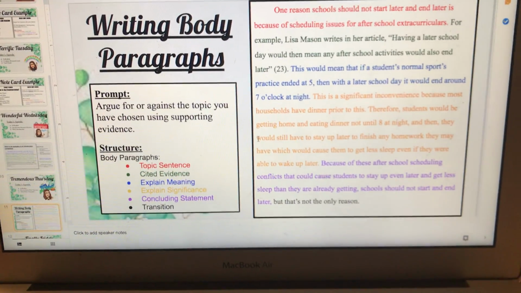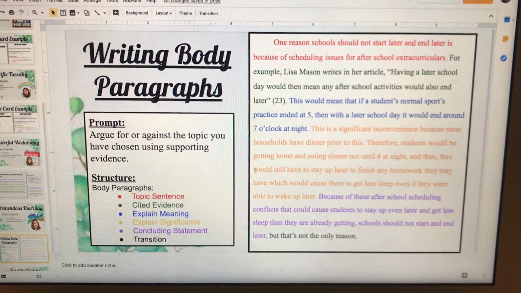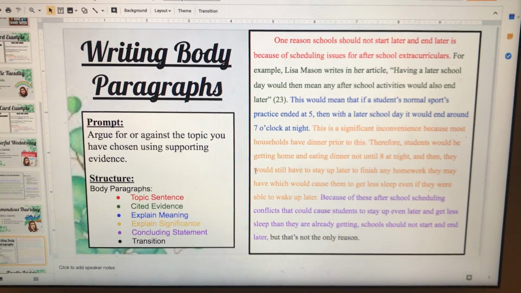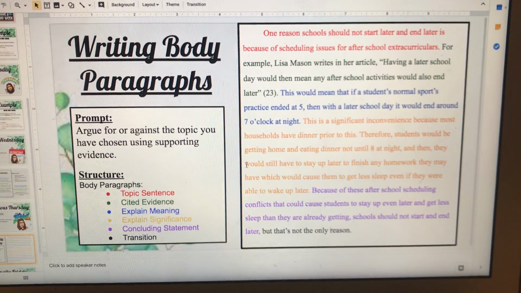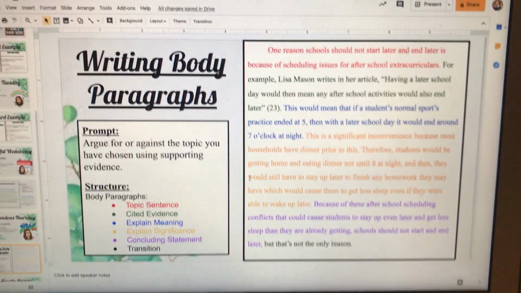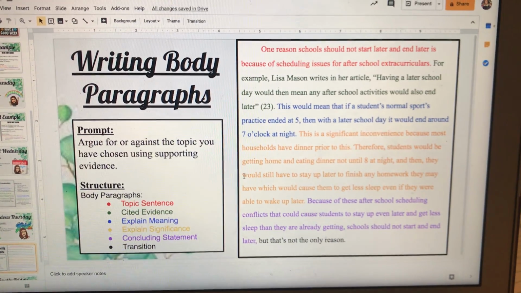Okay, so I'm out of town right now, but I need you to write your body paragraphs. This example is on Google Classroom on the announcements, and I'm going to show you exactly what each part means. That way you know how to write your body paragraphs.